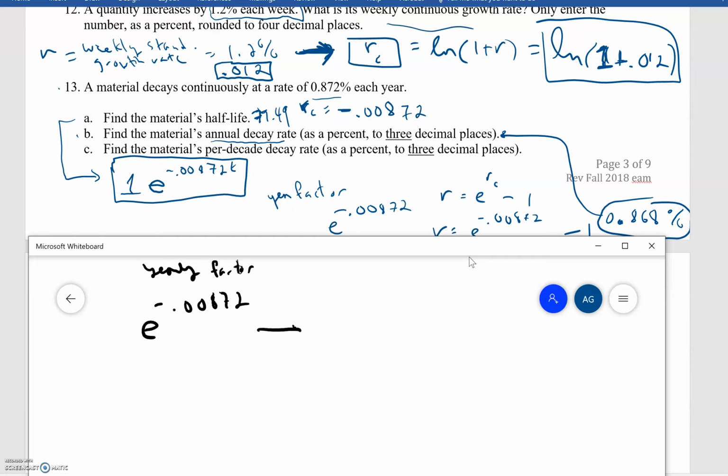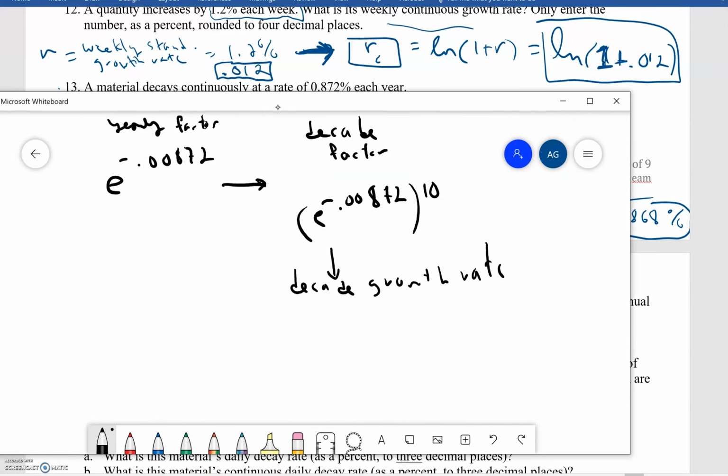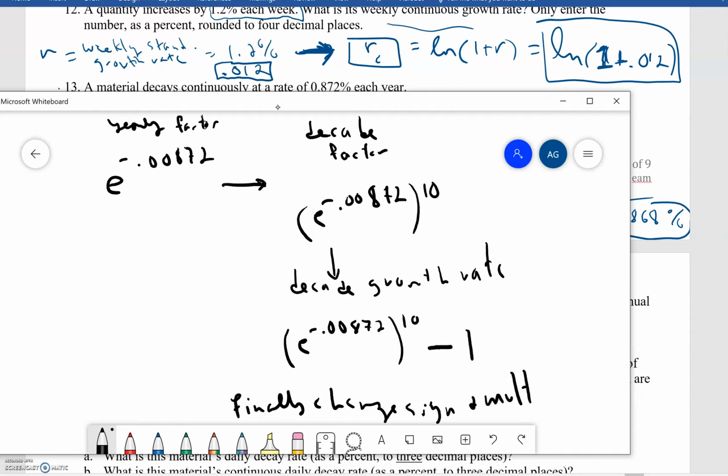And now I want to convert this to the decade factor. To do that, all I have to do is raise this to the 10th power, because I'm going from annual to decade. So this will give me my decade factor. Once I have my decade factor, I want to go to the decade rate. I always do this in terms of growth, and then I change the sign because I know that I need decay, but well, this is just the habit that I have. So this is going to be e to the negative 0.00872 to the 10th, and then to turn that back into a rate, we subtract 1 from it, and then finally change the sign and multiply by 100 to put it in percent form.